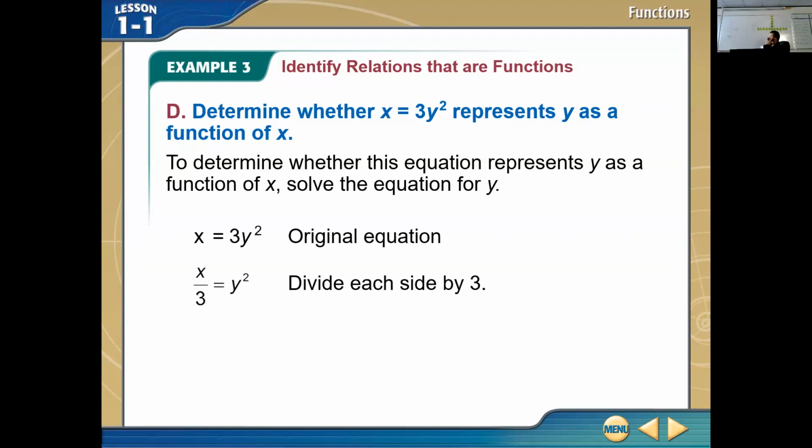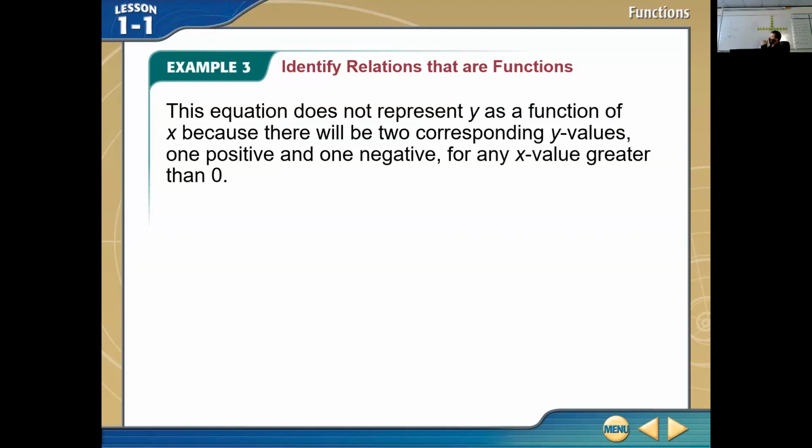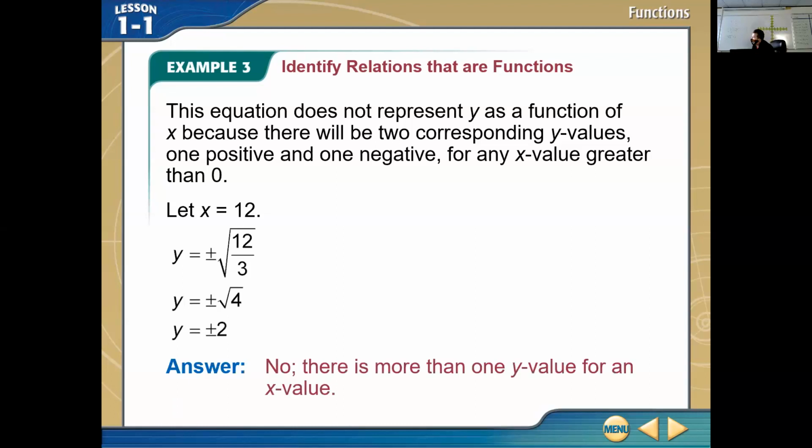So here they're walking through and solving. They take the square root. And you see plus or minus x says this equation does not represent y as a function of x because there will be 2 corresponding y values, one positive and one negative for any x value greater than 0. So if we let x equals 12, plug it into our equation, 12 divided by 3 is 4. So y would equal plus or minus the square root of 4, which would be plus or minus 2. Since there's more than one y value for each x value, it does not pass the vertical line test.